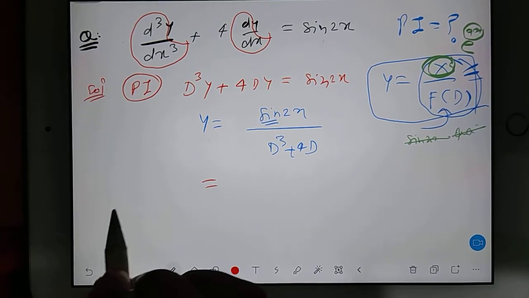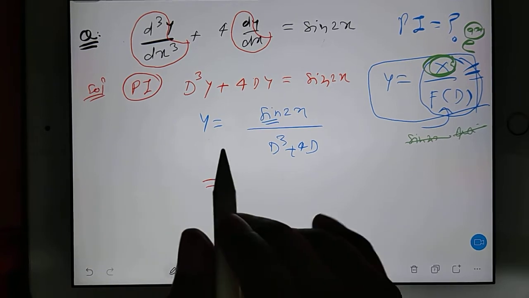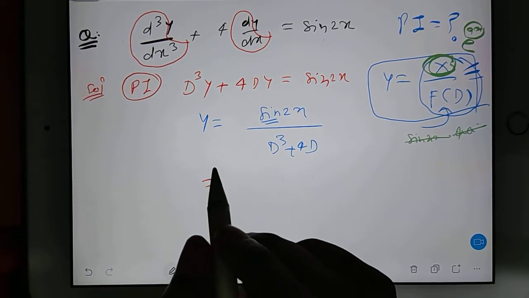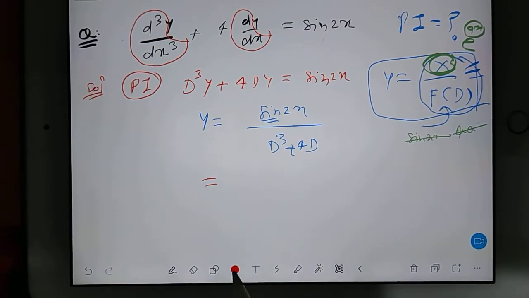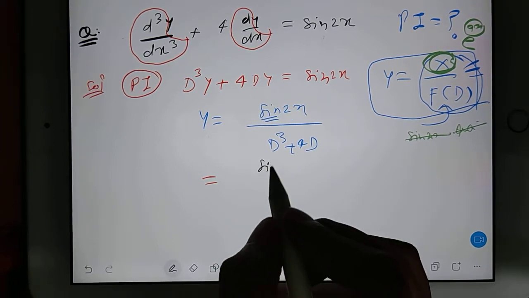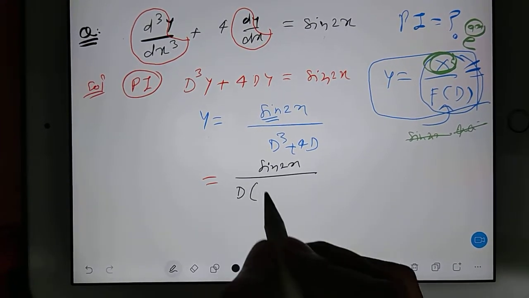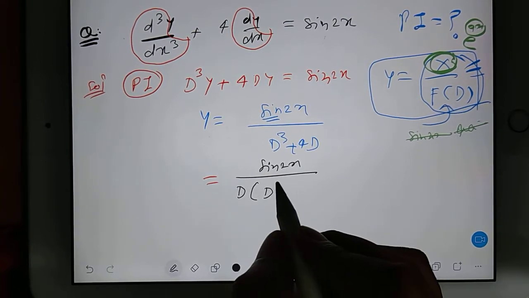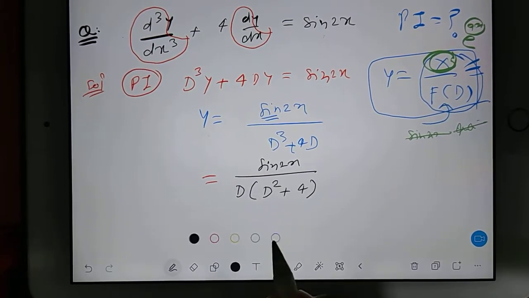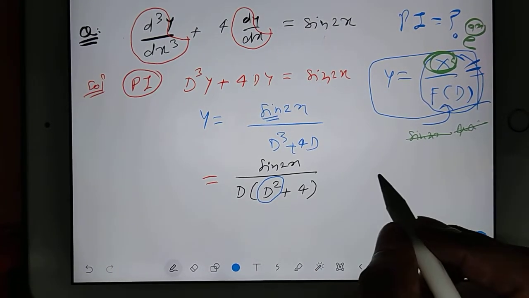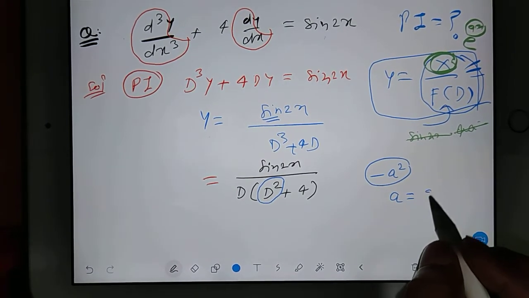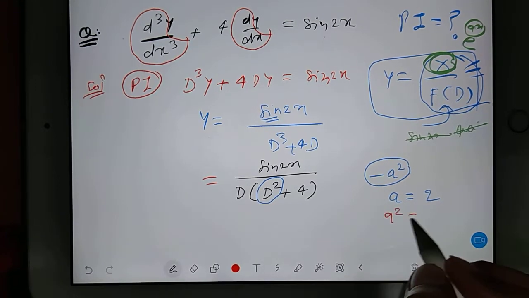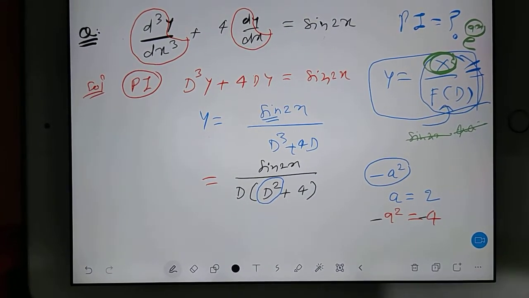Okay. So see here, what we have to do? We have to break that in such a way that it looks like a D square term. So are we capable of breaking this? Yes, we are capable. How? Very simple. Take D common. So sine 2x divided by, I'm taking D common, D square plus 4. And whenever you have D square, you will replace it with minus a square. So what is the a value? The a value is 2. Then the a square value is 4. Then the minus a square value is minus 4. So this minus 4 you replace here.